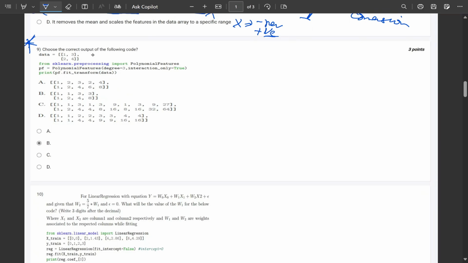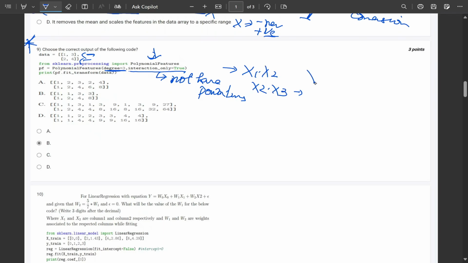So here you have been given a very simple data set, and then you are set to add a polynomial feature to it. The polynomial feature has a degree of 3, and interaction only is set to True. Due to this, your feature size will reduce because now you will not have power terms. You can only have x1 into x2 or x2 into x3 or something like that. You will not have something like x1 square x2. So that will not be there for degree 3. Okay, so keep that in mind.